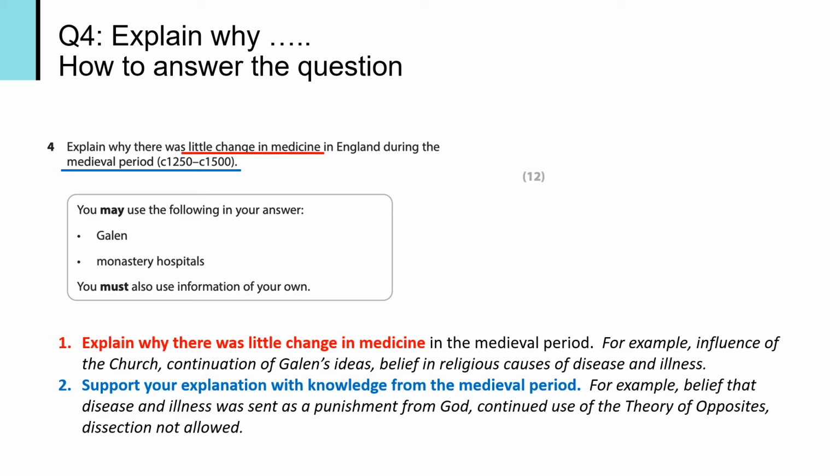You then need to support your explanation with knowledge from the medieval period. For example, the belief that disease and illness was sent as a punishment from God, or the continued use of the theory of opposites, or that during the medieval period dissection was not allowed, and so new ideas about medicine were unable to be developed.